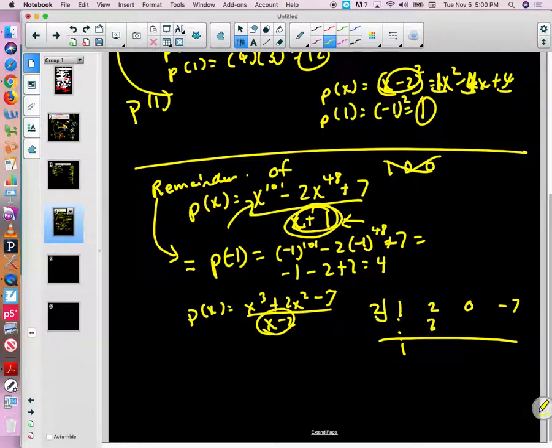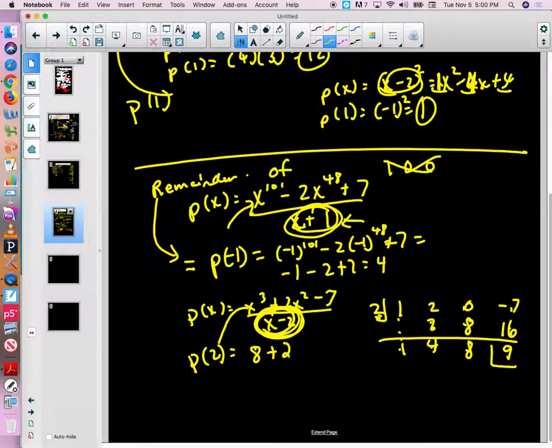Bring down your 1, 2, add, multiply, add, multiply, add. So the remainder's 9. But I could have just said P of the root of this, which is 2. That would give me 2 cubed, which is 8, minus 2 times 2 squared, which is 2 times 4, minus 7. So this gives me 16 minus 7, which is 9.